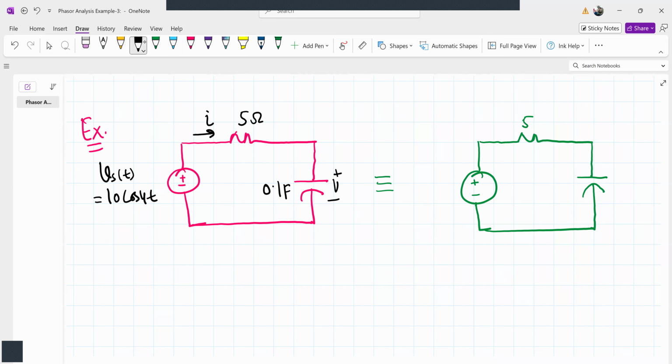Vm for this circuit is simply 10 at an angle of 0. Why 0? Because there is no phase here. So 10 at an angle of 0. So we'll assume the reference is cosine.